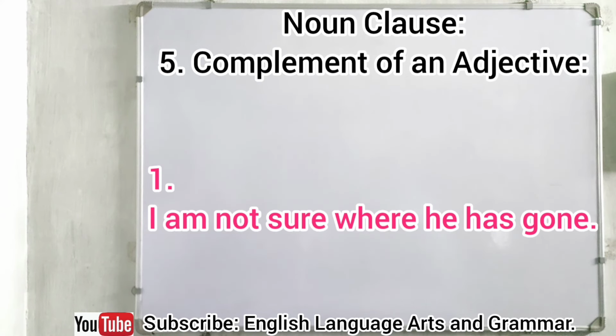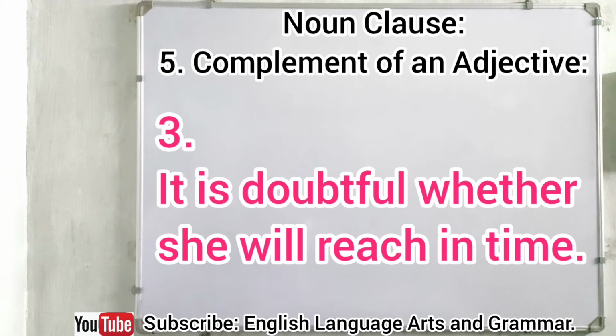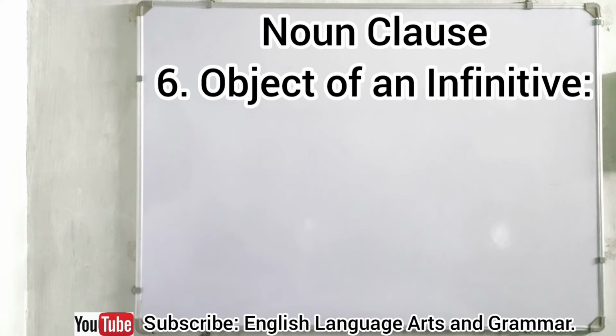Example 1. I am not sure where he has gone. Example 2. They are confident that they will find out the thief. Example 3. It is doubtful whether she will reach in time. Let us learn some examples of object of an infinitive.